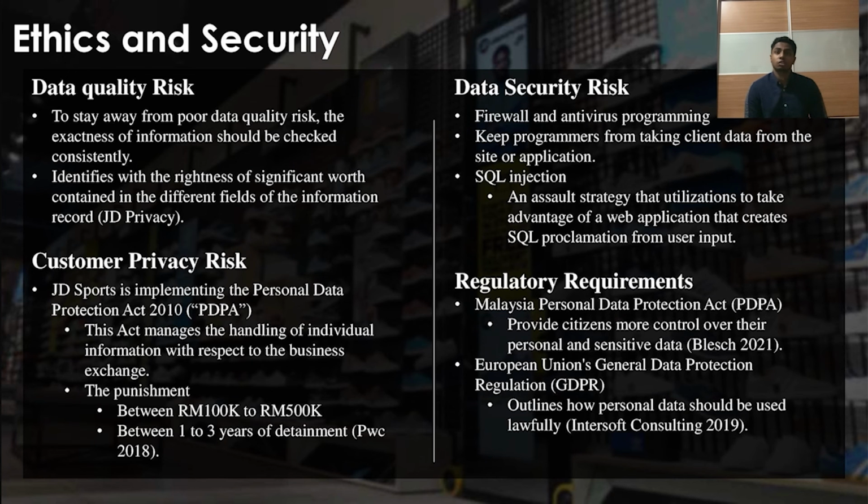And looking at the ethics and security, to avoid data quality risk, the exactness of information should be checked constantly, and this identifies with the significant content in the different fields of the information record. Looking at the customer privacy risk, JD Sports is implementing the Personal Data Protection Act 2010. This act manages the handling of individual information. For the data security risk, firewalls and antivirus programs ought to be executed to keep hackers from taking clients' data from the site or application.